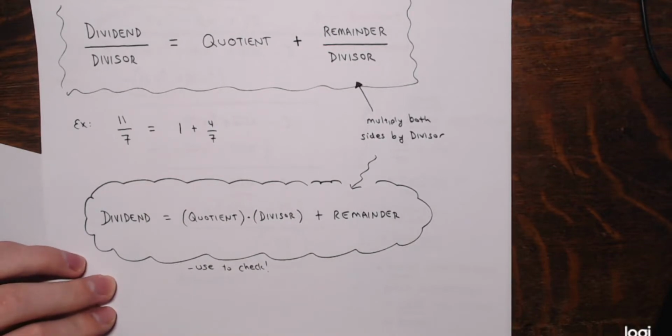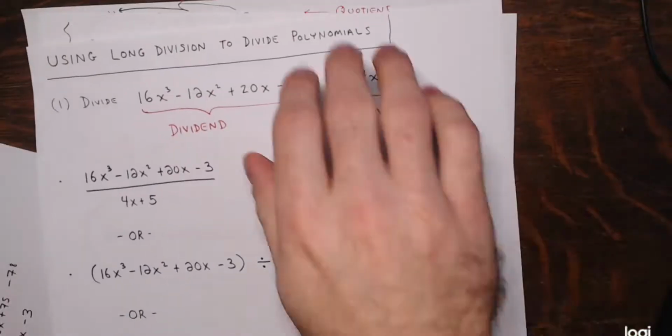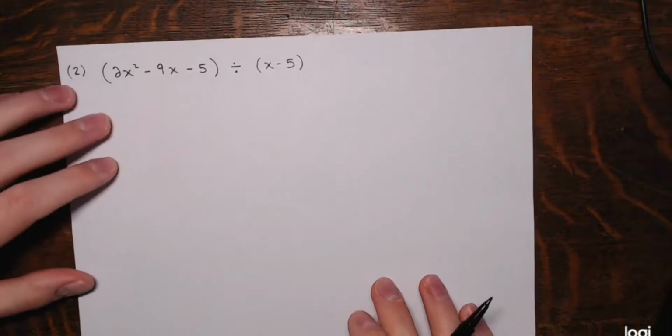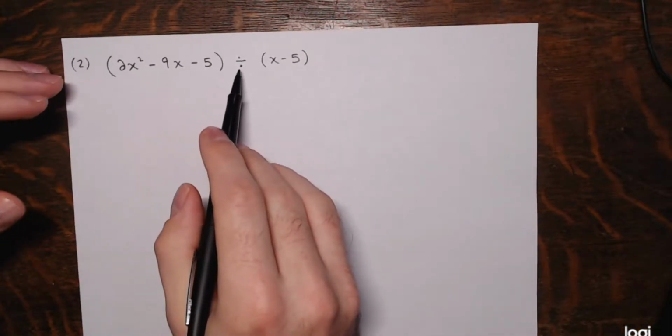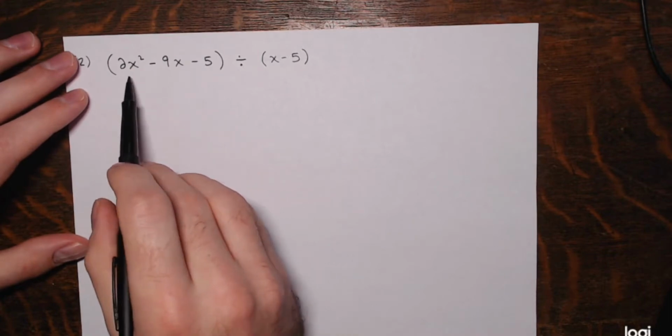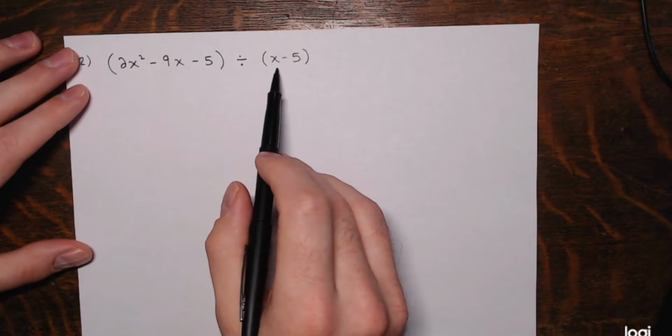Okay. All right. So yeah, I'm going to be doing that the rest of the video. Next example. They're asking us to divide, right? Division symbol. So again, the dividend is 2x squared minus 9x minus 5. And the divisor is this x minus 5.